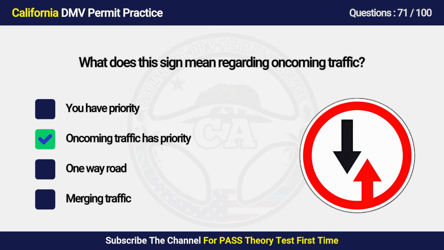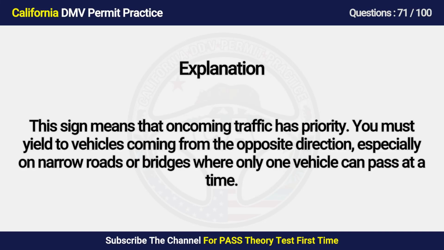Answer is B. Oncoming traffic has priority. This sign means that oncoming traffic has priority. You must yield to vehicles coming from the opposite direction, especially on narrow roads or bridges where only one vehicle can pass at a time.